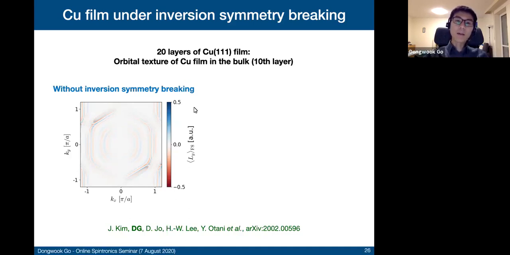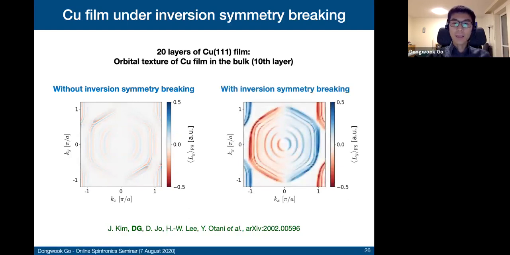But once we apply some inversion symmetry breaking field in our tight binding model, we found that the orbital texture can be significantly enhanced. And we were very surprised with this result at first, because for copper, the Fermi surface state is usually mostly s orbital character, which doesn't carry any orbital moment.